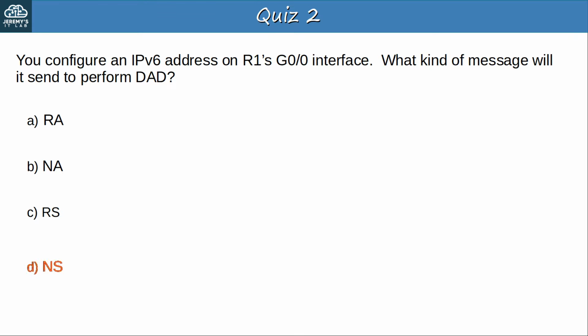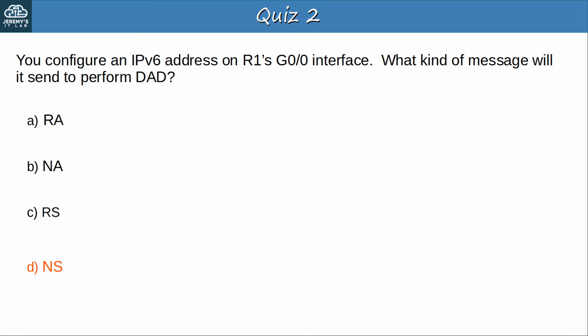The answer is D. NS, Neighbor Solicitation. When an IPv6 address is configured on an interface, the router will send an NS message to the interface's own Solicited-Node Multicast address to perform DAD, Duplicate Address Detection. If no reply comes, it knows that the address is unique. If it receives a reply, it means that another device on the local network is already using that IPv6 address.